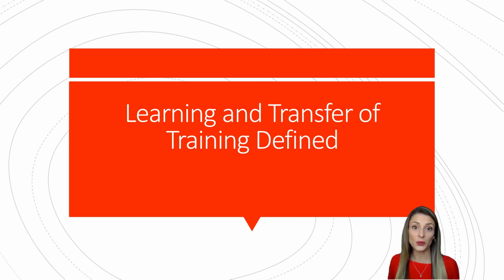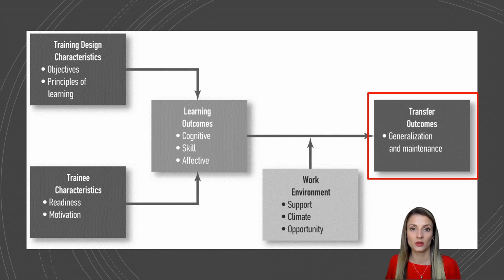In this video, we're going to define and differentiate between two concepts that will become the focus of the rest of this course: learning and transfer of training. Here is the textbook's model of just some of the factors that influence training effectiveness. Both learning and transfer of training are required for training to be effective, for these outcomes to be reached.